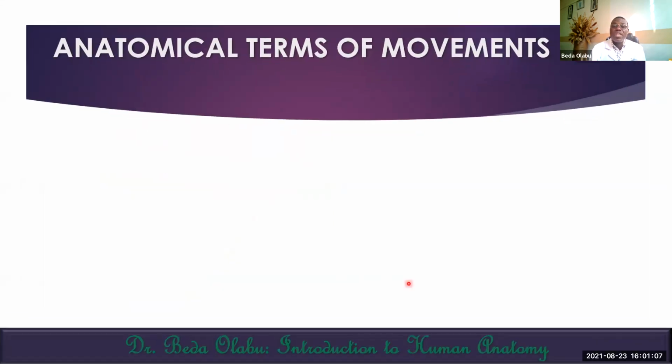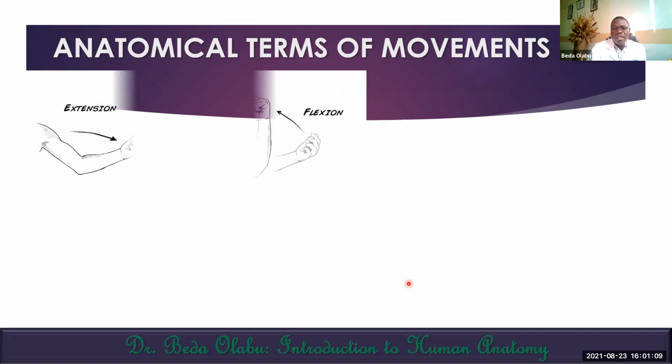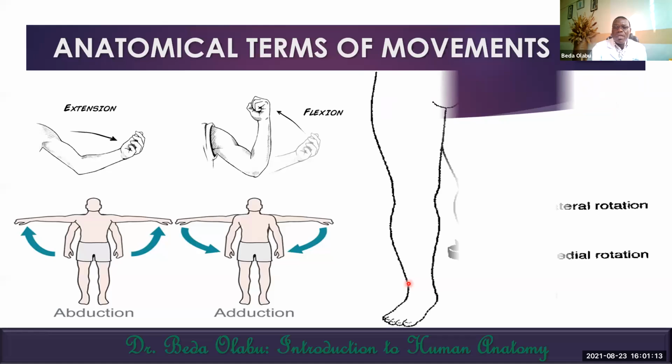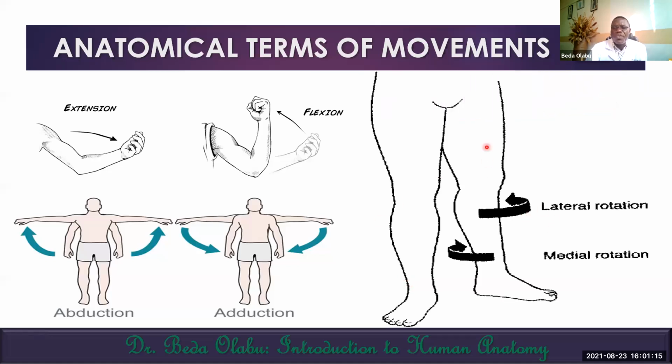Many joints in the body can rotate, and in your own time, you can figure out how those rotations work. For example, look at this person here. So this is rotation of the hip joint. This limb can rotate at the hip joint. If the toes go laterally, that's lateral rotation. If the toes go medially, that's medial rotation.